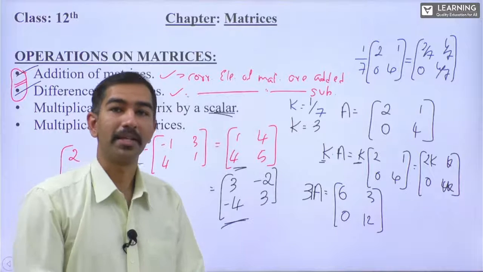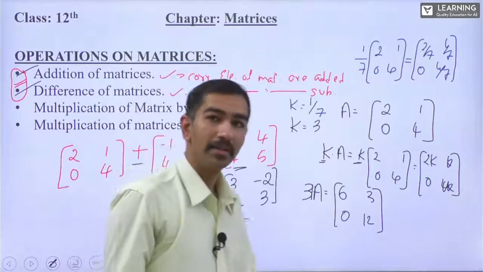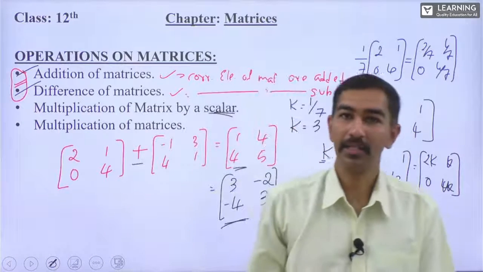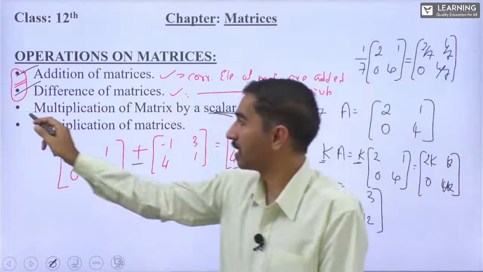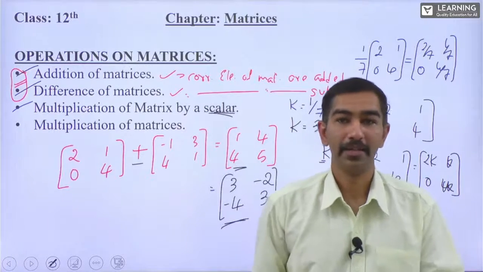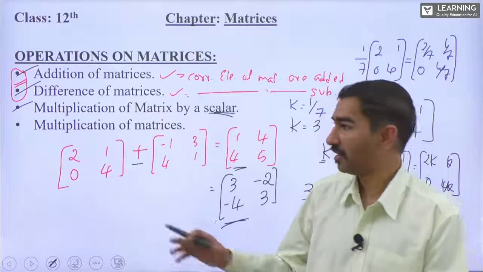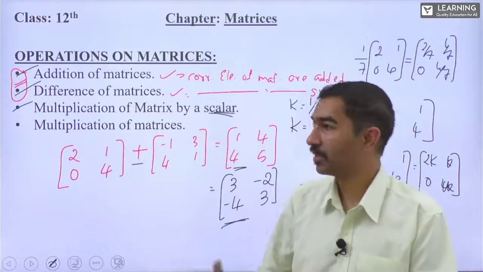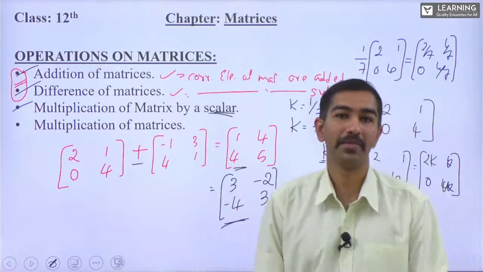Okay, scalar multiplication of matrices. So two operations we saw, to be precise 3: addition, subtraction and multiplication of matrix by scalar. So this is also done. Very simple, multiplication of matrix by scalar. Scalar is a quantity which is having only magnitude and no direction. So those are only constants, and they must be multiplied with each and every element or entry of a matrix.